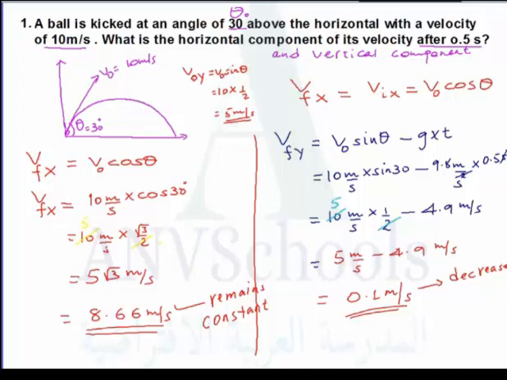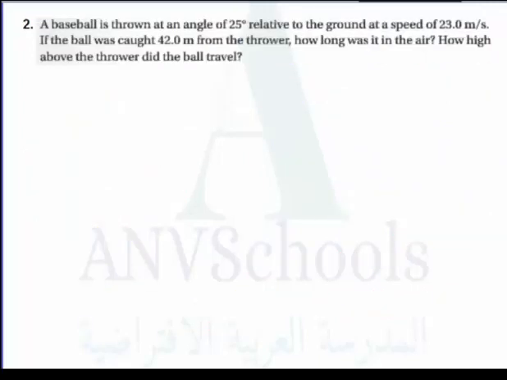Let's move on to the second example. A baseball is thrown at an angle of 25 degrees relative to the ground. This is the angle of projection, at a speed of 23 meters per second. If the ball was caught 42 meters from the thrower, how long was it in the air? How high above the thrower did the ball travel?